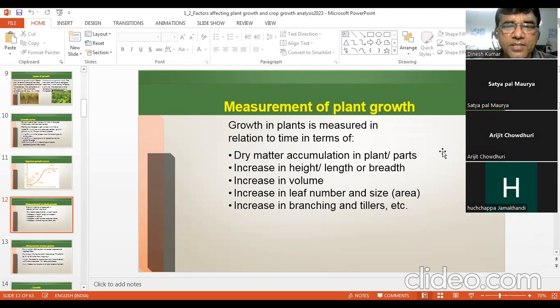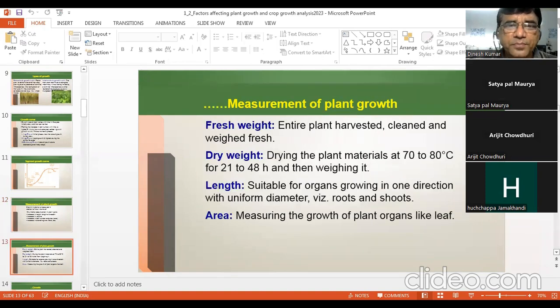Then increase in branching. In some crops, like legumes and certain oil seeds, you will find branching. And also some crops are tillering crops, like certain cereals. So we can measure the growth in terms of branching, tiller, leaf number, leaf size, volume, weight. There are different units of measurement of growth.